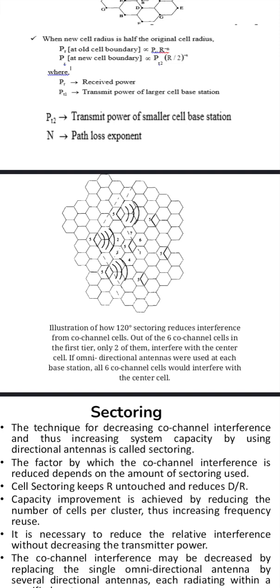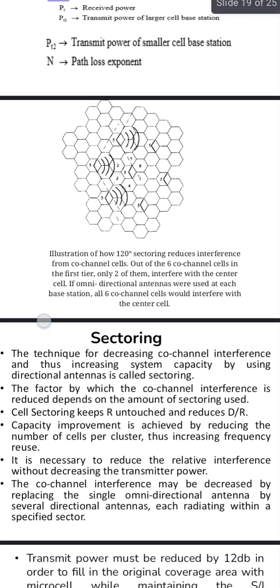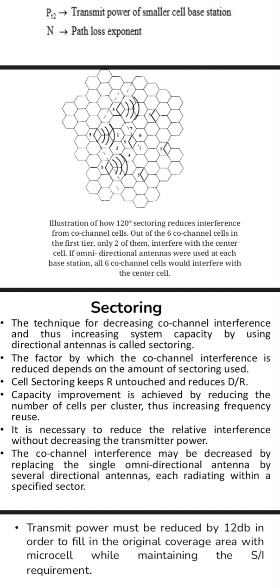Then next it is about sectoring. It divides a cell into 3 or 6 sectors using directional antennas instead of one omnidirectional antenna. This technique also reduces co-channel interference by using directional antennas. So the factor by which the co-channel interference is reduced depends on the amount of sectoring used. Cell sectoring keeps R untouched and reduces D by R.